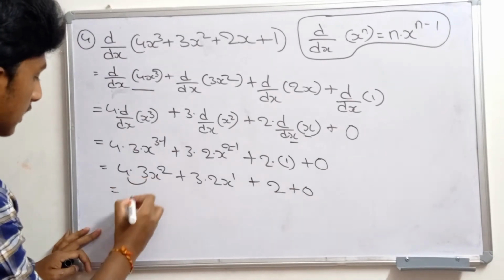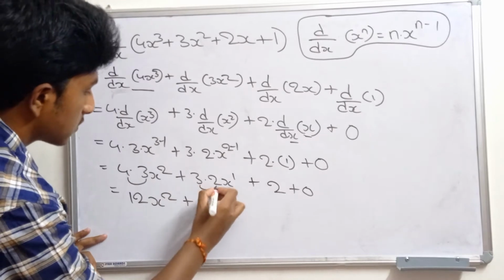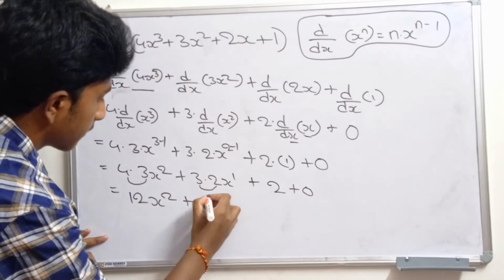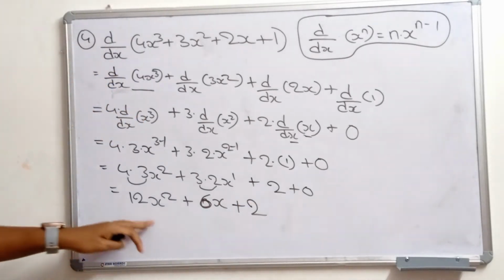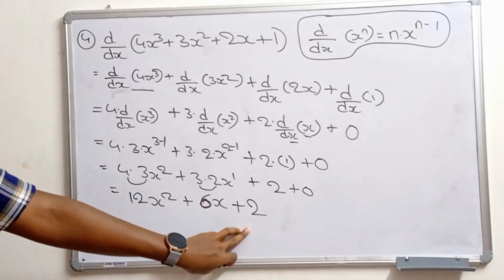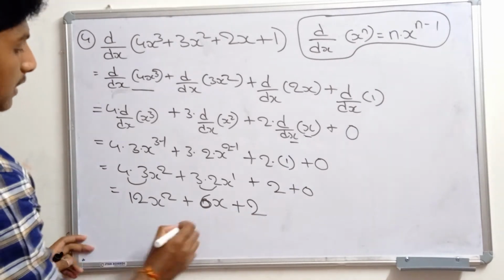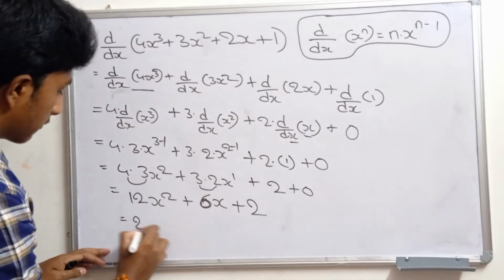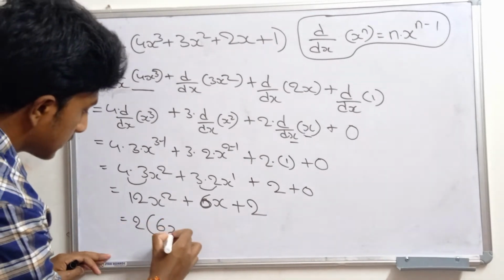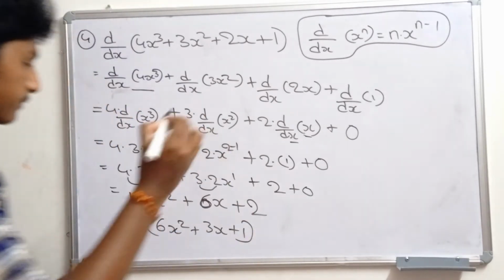So 4 3s are 12: 12x square, plus 3 2s are 6x, plus 2. 12x square plus 6x plus 2. Guys, is it clear? I hope we can take 2 as common. There is no necessity for taking 2 as common, I am just doing it normally. When you take 2 as common, 6x square plus 3x plus 1.